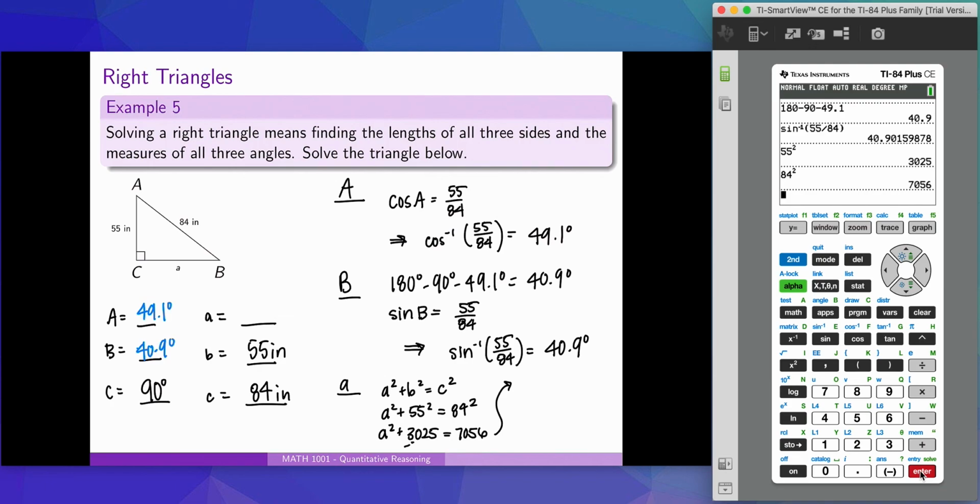So I need to subtract the 3,025 from both sides. And that tells me that a squared equals 7,056 minus 3,025. And I get that a squared is 4,031. But I want a, so let's take the square root of 4,031. I'll round this to 1 decimal place. So this is about 63.5. So we'll come back over here, 63.5, and I'll put my units. It's in inches. So there we go. We have solved the triangle. Again, solving a triangle means finding all 3 angles and the length of all 3 sides.